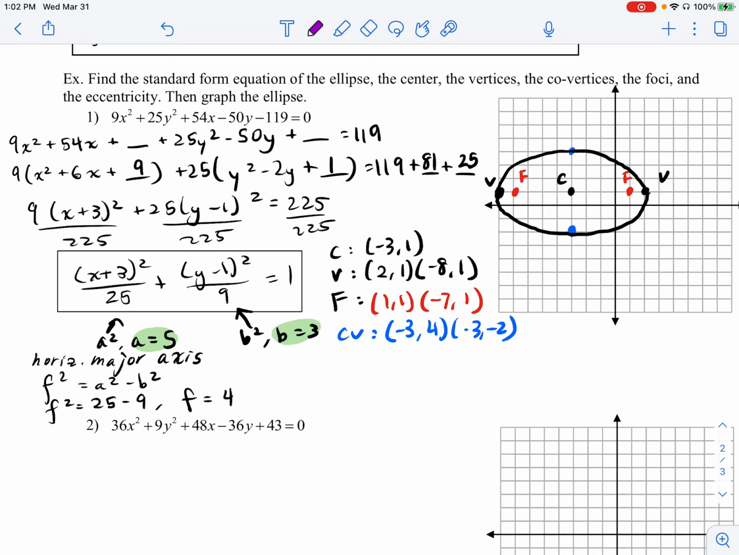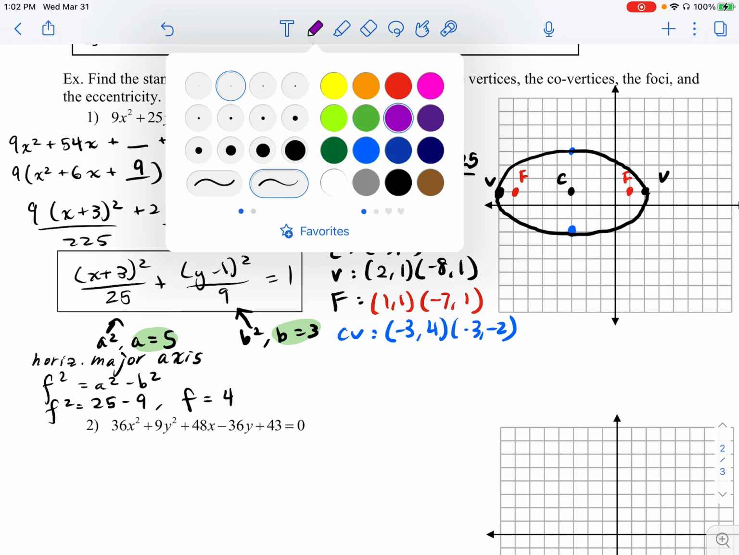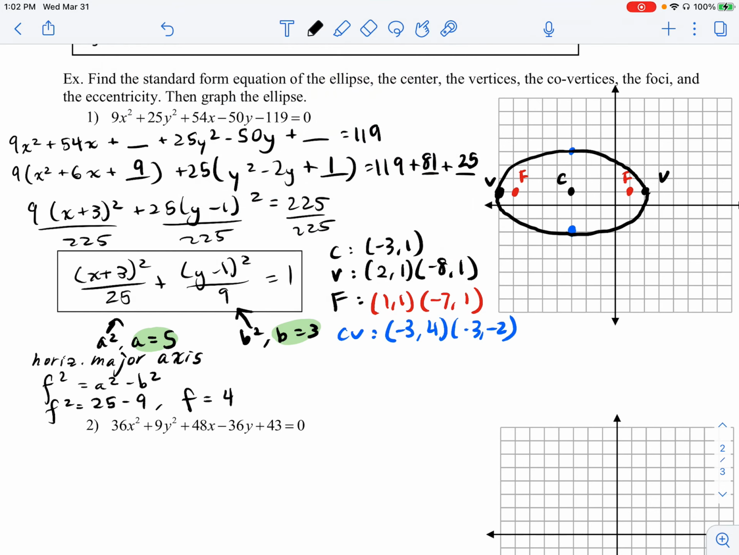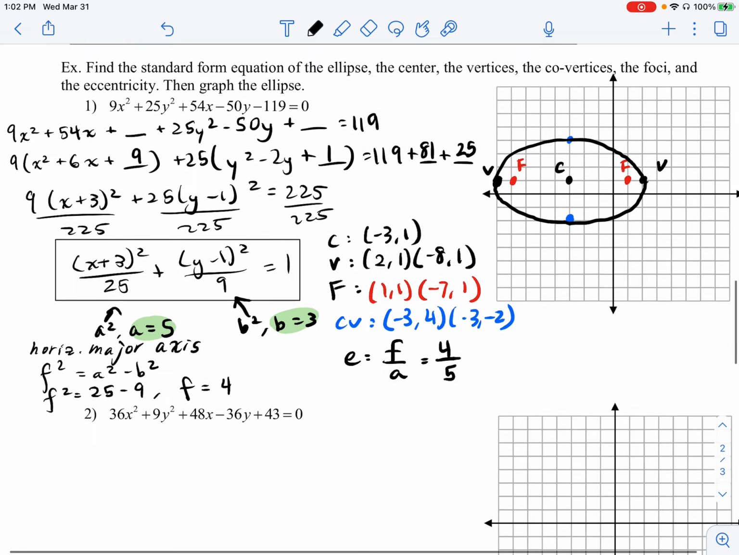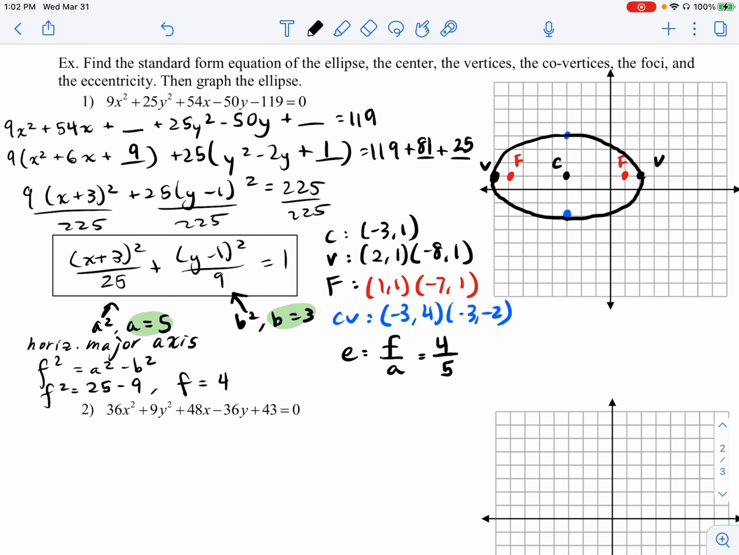All right. I think the only thing left for us to do in this problem is to find our eccentricity, which is just simply f over a. And so our f value is 4, our a value is 5, and we are all done. So go ahead and try this next problem on your own, and you can check your solutions with what I have in Google Classroom.